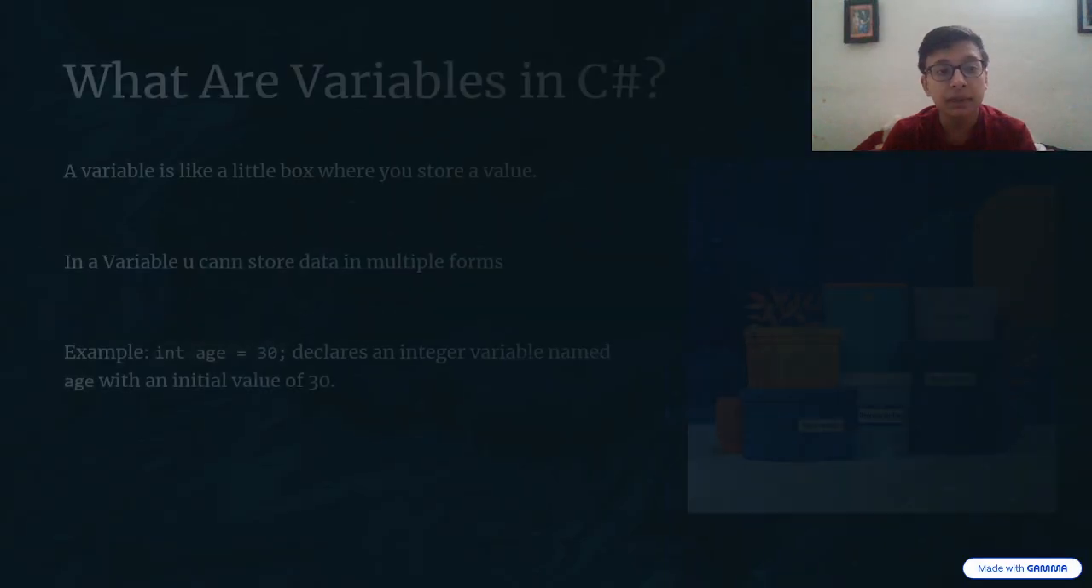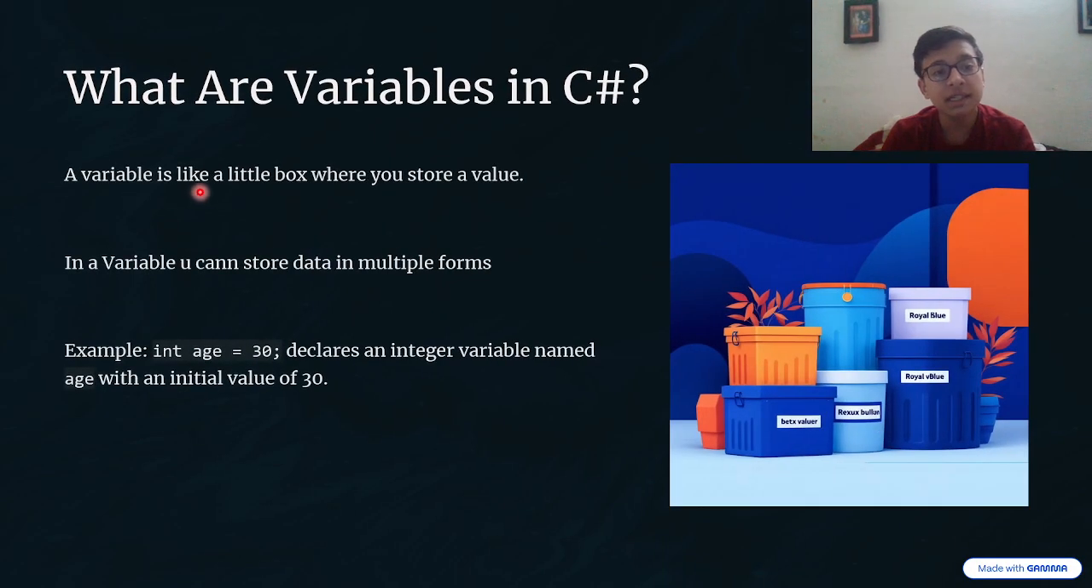So what are variables? A variable is like a little box where you store a value. It means if you have to store some values in C Sharp, you must declare a variable and then later assign the value to that variable. For example, you have declared a variable whose data type is integer and the value which is initialized to the age is 30. That's how we create a variable.